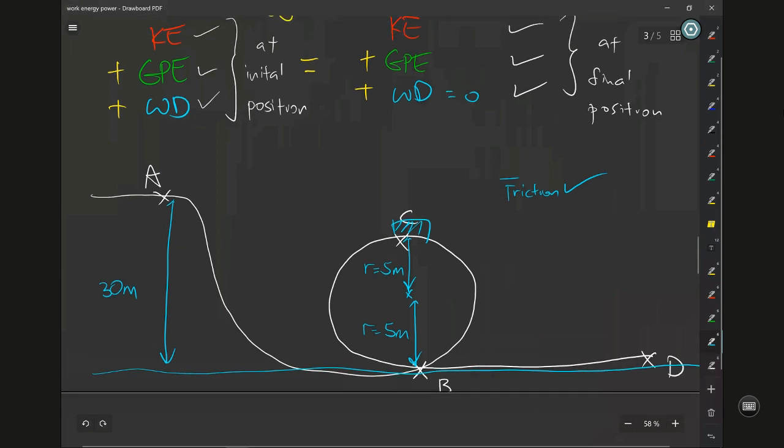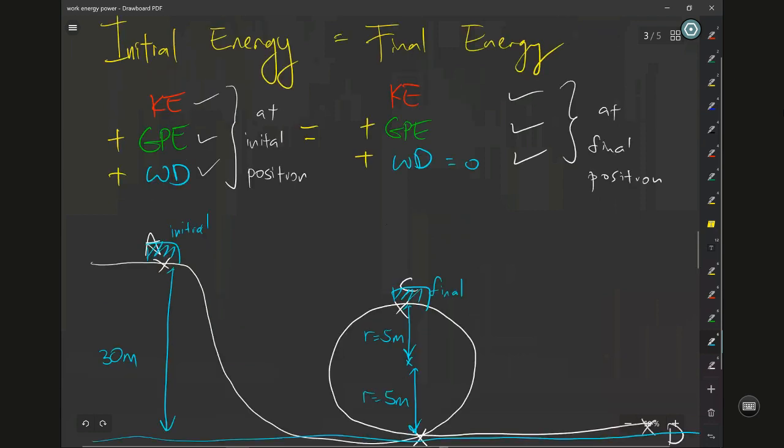Okay, I want to know what is the speed of the object at point C. So let's start off the question. Obviously it starts off at A, and this is the initial, and finally it will end up at C, which is the final.